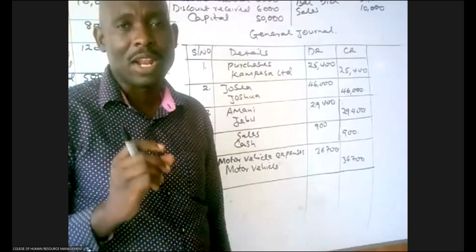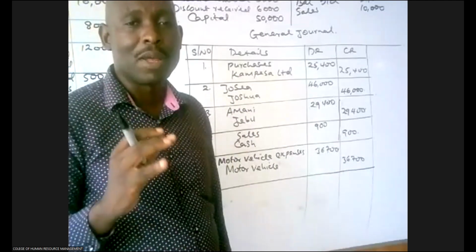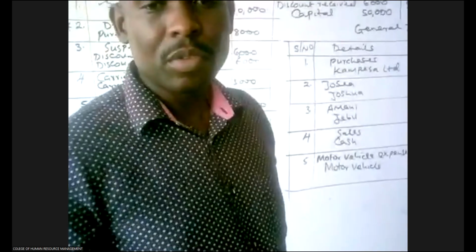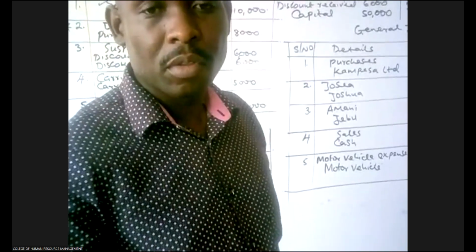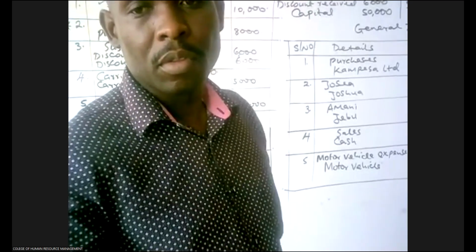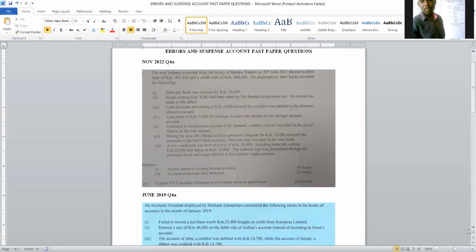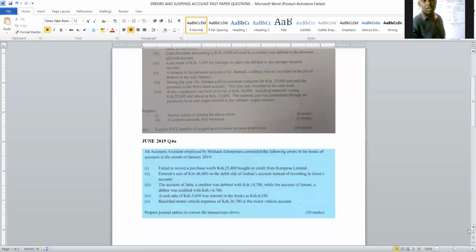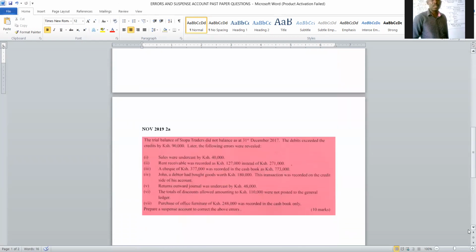Let us briefly have a look at the last question in that document, question number 3. Question number 3 occurred in November 2019, question 2A. The trial balance of Stopper Traders did not balance as at 31st December 2017. The debits exceeded the credits. That information is very crucial because we shall use it in the suspense account. The debits exceeded the credits by 90,000.